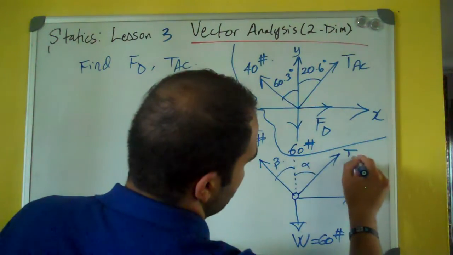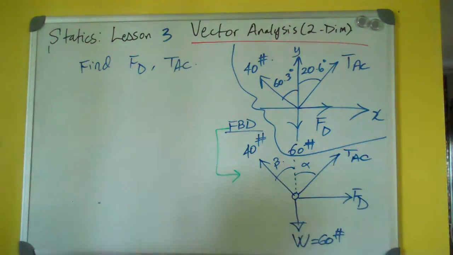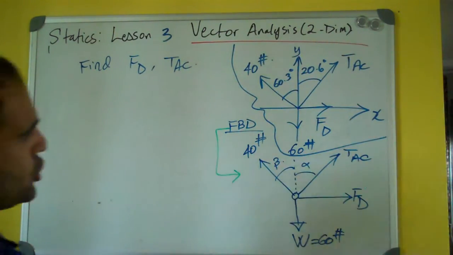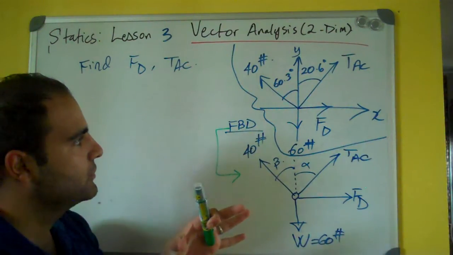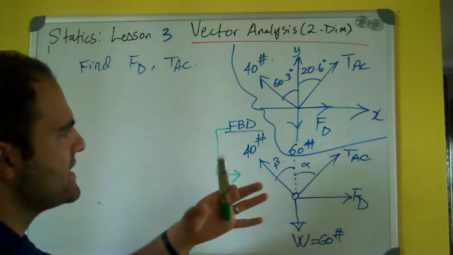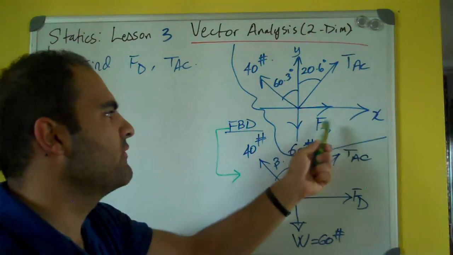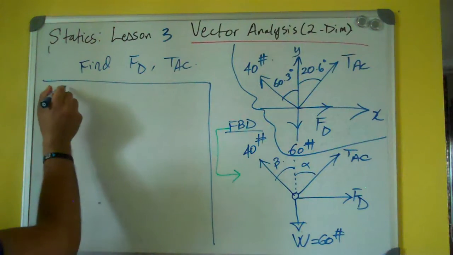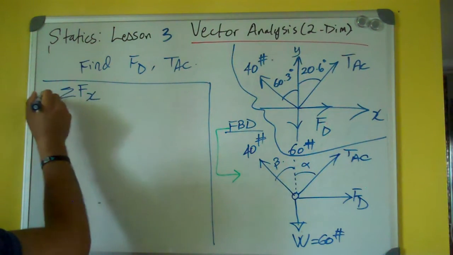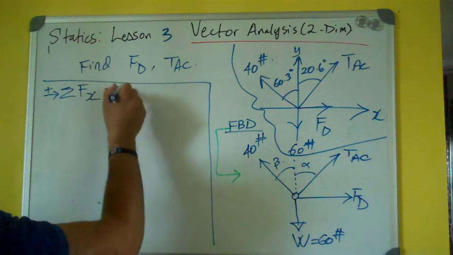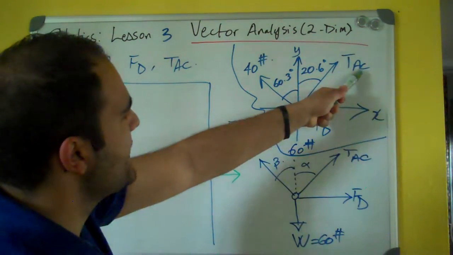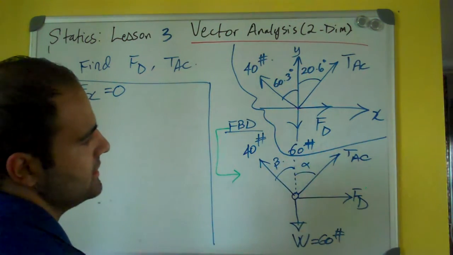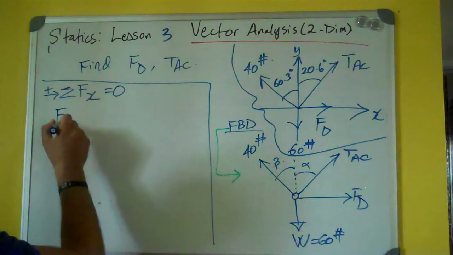And you could obviously label them in conformance with the problem. So this is kind of reversed. I tweaked the problem and asked, what would be the force here and the force here? You're going to have the same philosophy. You're going to sum the forces in the x component equal to 0. You've got TAC, 40, and FD, all of those on the x-axis. So I'm going to start with FD because it's easy.